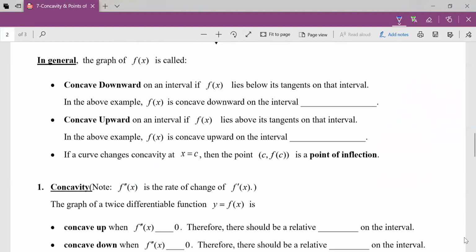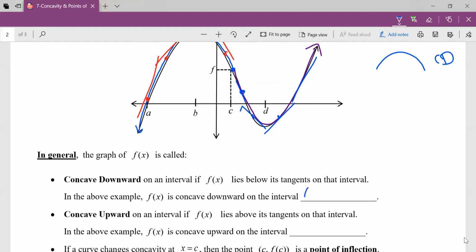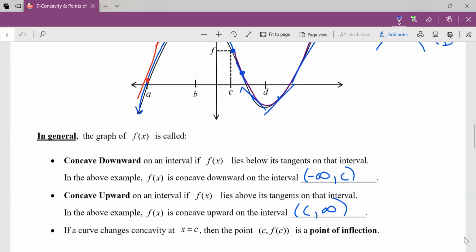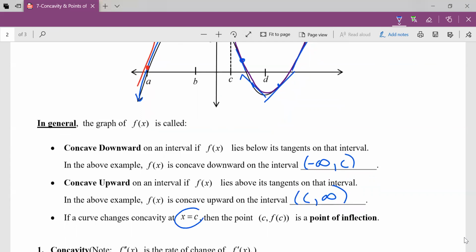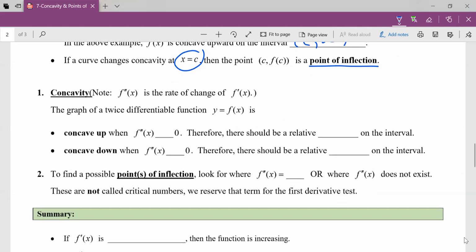Let's put that into some facts here. For a graph f(x), I'm concave down if f(x) lies below the tangents on the interval. In the above example, I'm concave down on the interval negative infinity to C. I'm concave up if I lie above my tangents, and in the above example, that would be C to infinity. Notice I didn't include C in either of those. When x is C, this is called our point of inflection, where we're changing from concave up to concave down or vice versa.